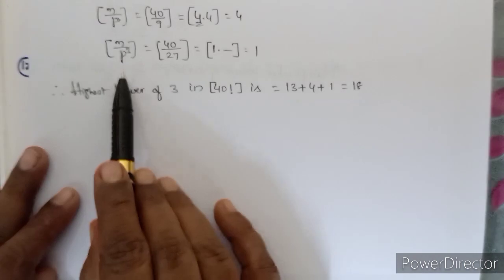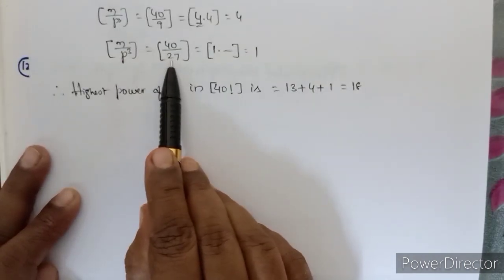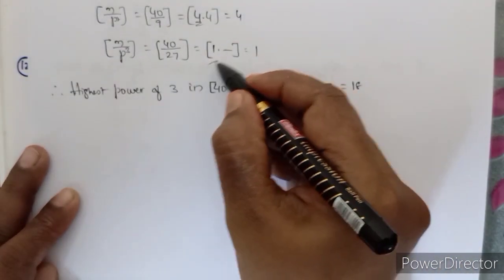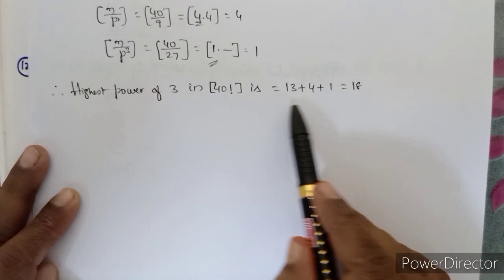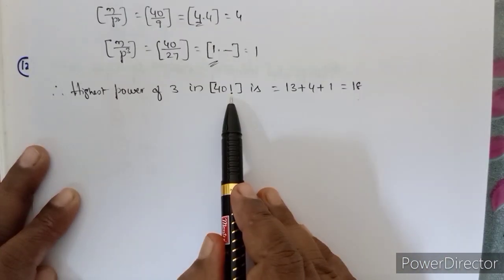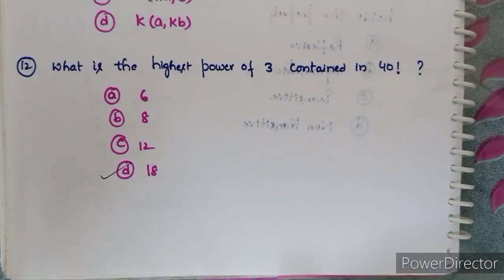Now we find the integral part of N by P cube. 40 by 3 cube. 3 cube is 27. So this is 1 point something. The integral part is 1. So adding all of these, 13 plus 4 plus 1 gives 18. Therefore, the highest power of 3 in 40 factorial is 18. So option D is correct.